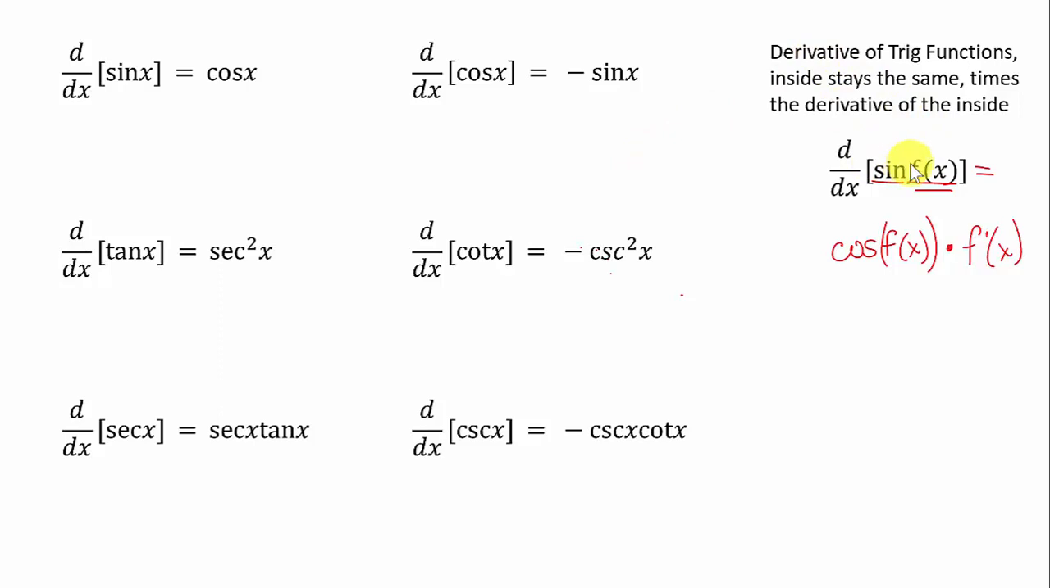And then an easy way to memorize this, and I like to memorize it in words because it's easier for me in my head to say a few phrases and memorize something than to think of the notation, but it's up to you: derivatives of trig functions, inside stays the same, times the derivative of the inside. So that's exactly what I just did here. I took the derivative of the trig function, derivative of sine is cosine. The inside stays the same, that's f of x, and then times the derivative of the inside, so that would be f prime of x.